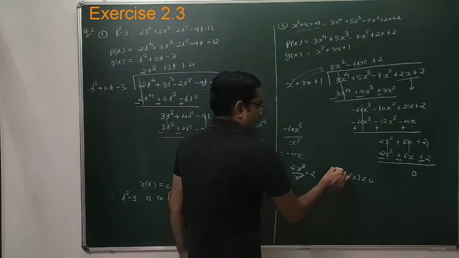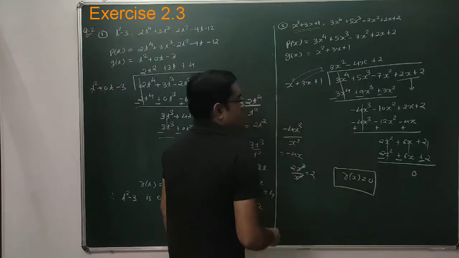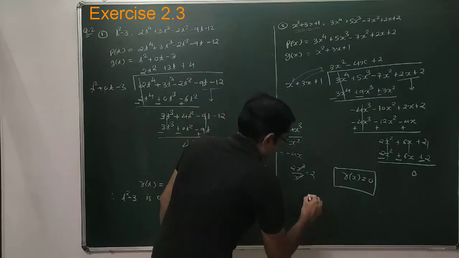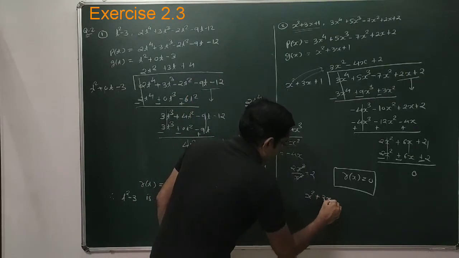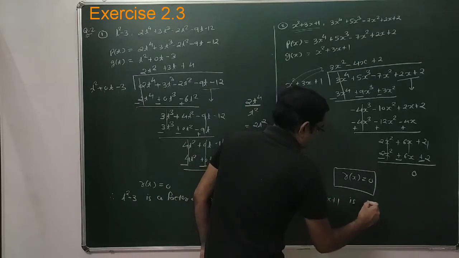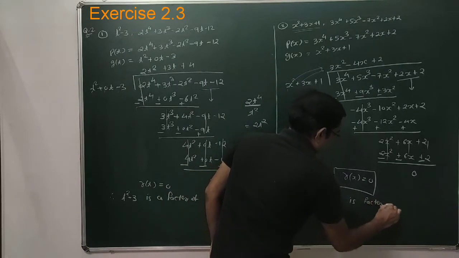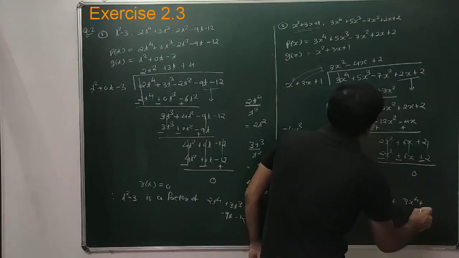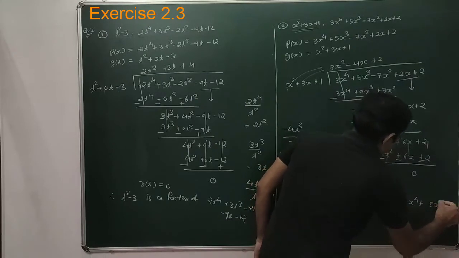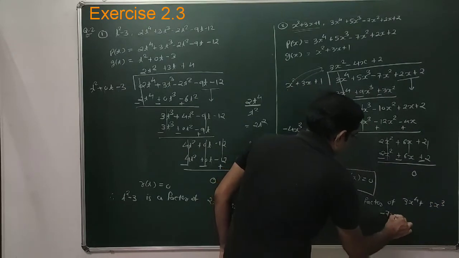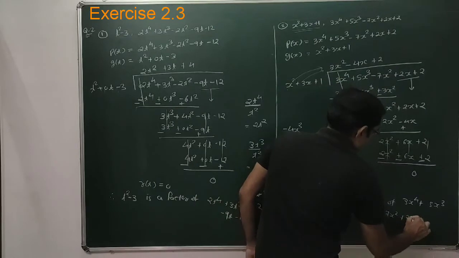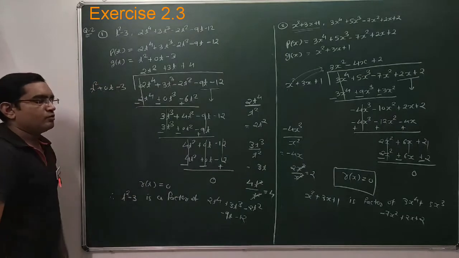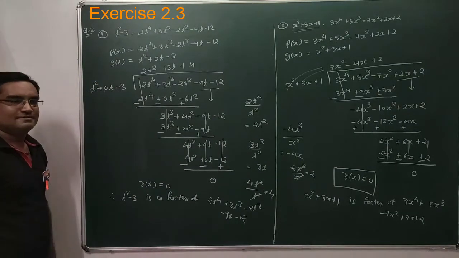Remainder is 0. So if remainder is 0, what is our conclusion? First polynomial, that is x square plus 3x plus 1 is factor of second polynomial 3x raised to 4 plus 5x cube minus 7x square plus 2x plus 2. Clear, students? So pause the video to note it down.